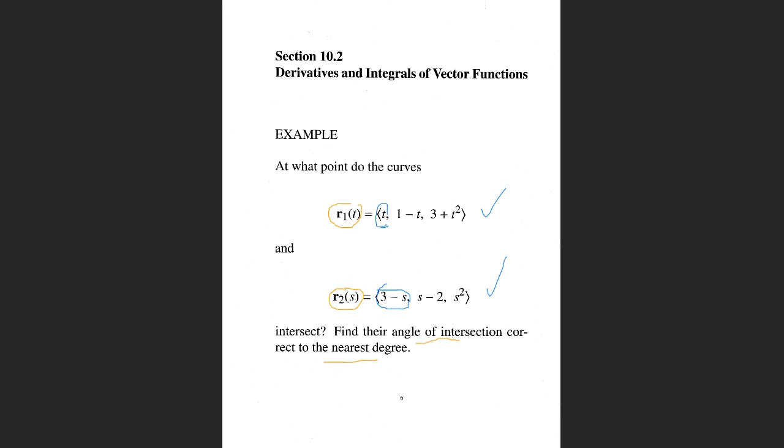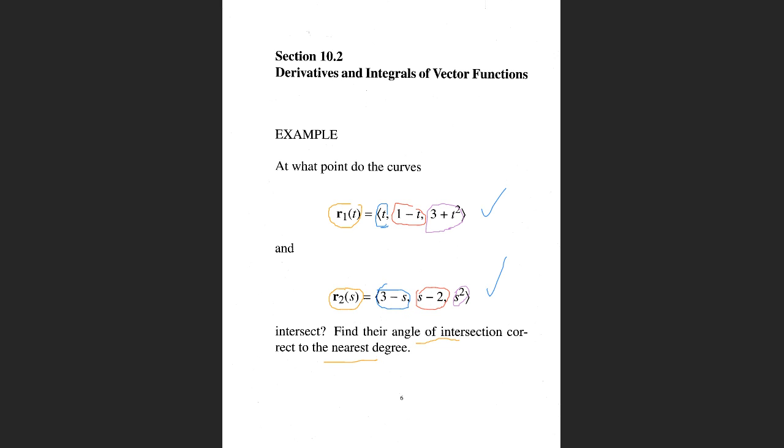1 minus t would have to equal s minus 2. And 3 plus t squared would have to equal s squared. And if these two curves do intersect, that means there has to be a value for s and a value of t such that this set of three equations holds.